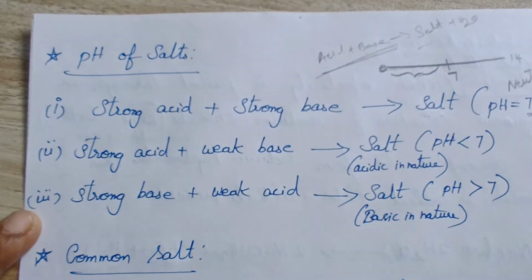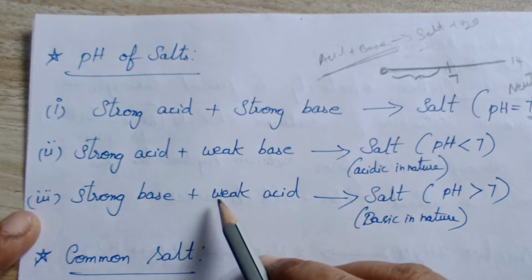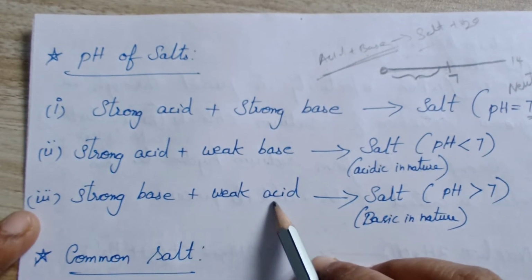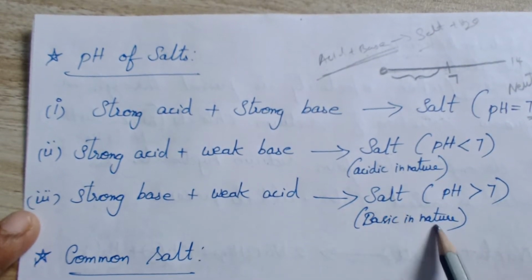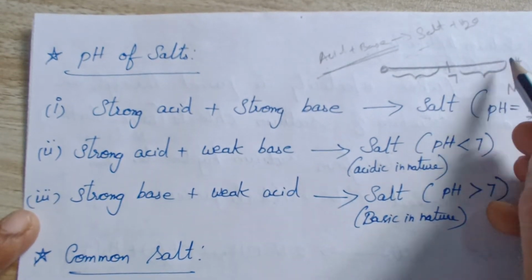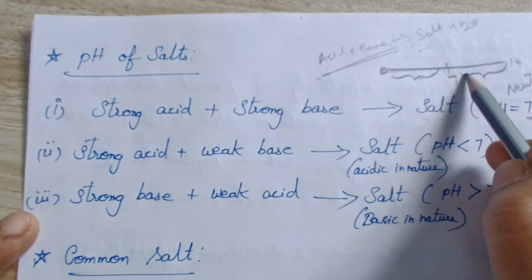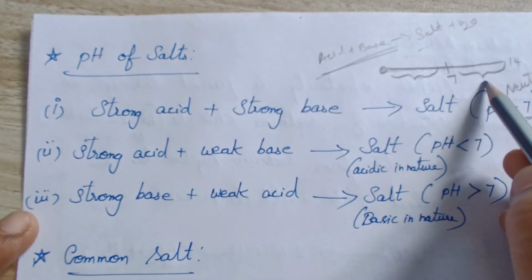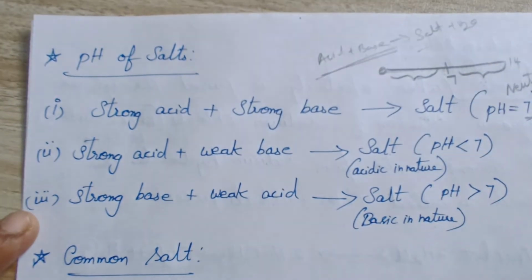Okay. Likewise, when the strong base reacts with the weak acid, it gives salt which is basic in nature, because strong base means it lies between 7 and 14, right? So even if you add the weak acid, it will be basic in nature only. So the pH will be greater than 7.